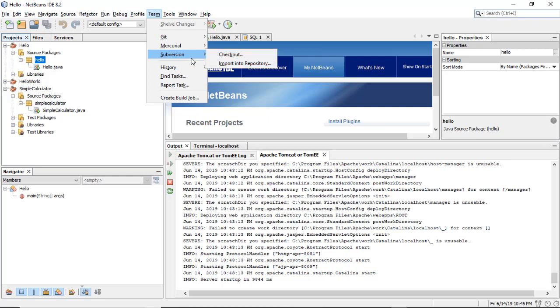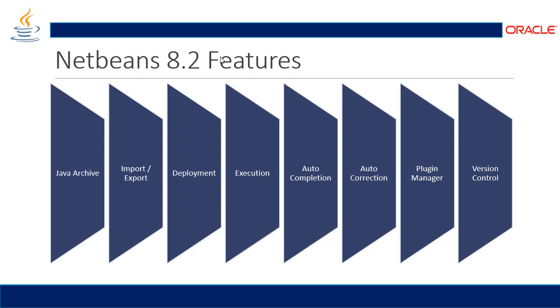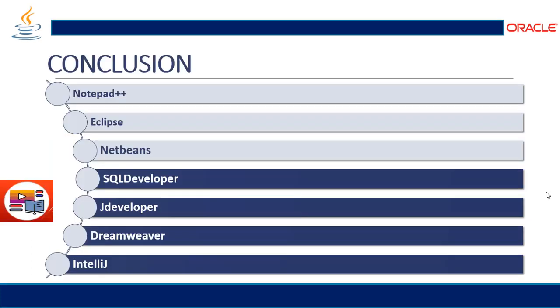There are many version control softwares available, like CVS or Subversion. All you need to do is add the plugin and install it in the IDE, similarly in NetBeans, and you can use it accordingly. It is very convenient and easy to maintain your work, save it, and check out and check in to the server. For the NetBeans demonstration: Java archive, import and export files, deployment of applications in the server, execution, auto completion, auto correction, plugin manager, version control, database access.